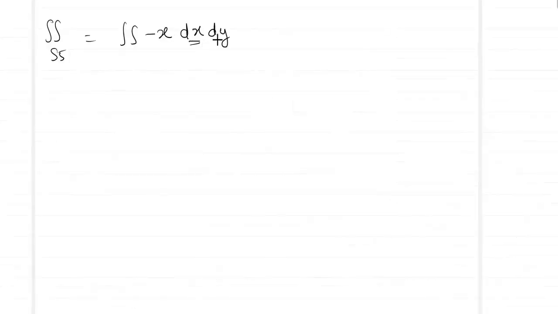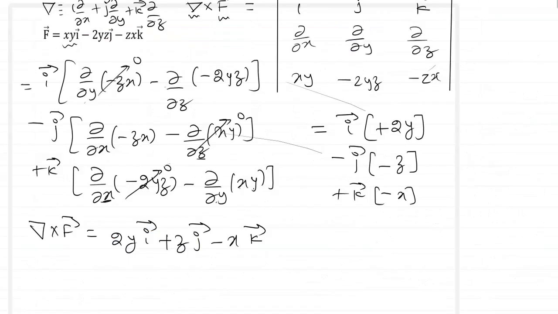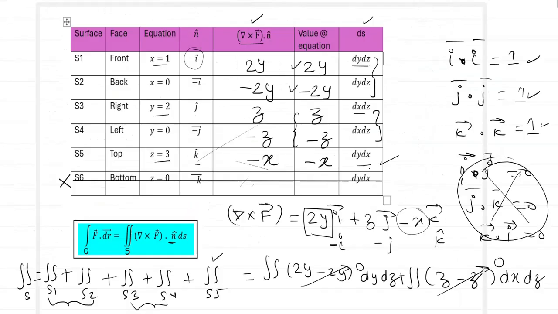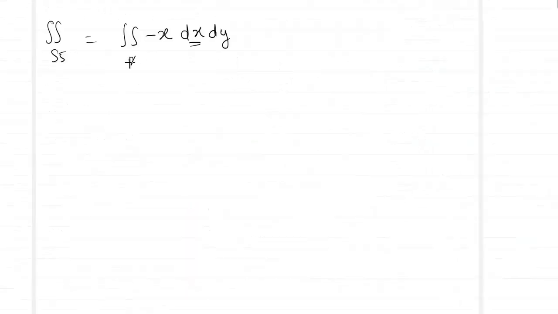Now tell me, what are the limits of x? Where does your x vary between? Your x varies between 0 and 1. So move on. Next, what does your y vary between? y varies between 0 to 2. Go and fix this for the limits. So x varies between 0 to 1. y varies between 0 to 2.